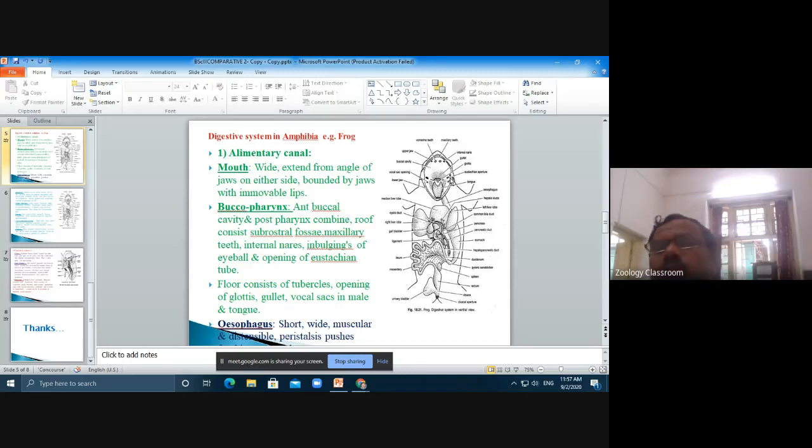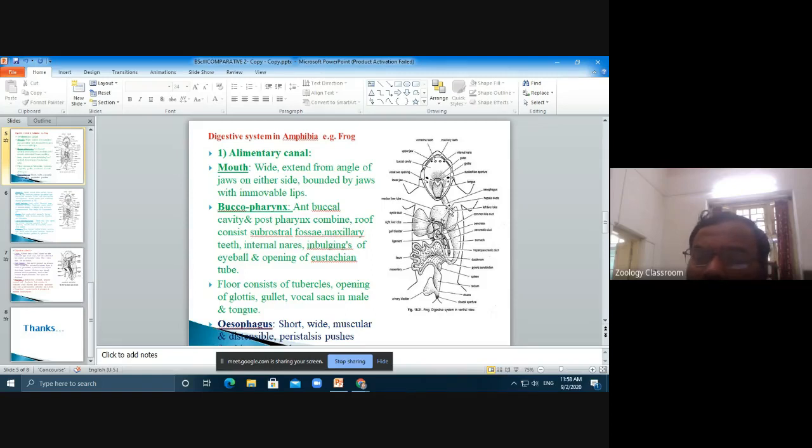Both the jaws are covered by a thin fold of skin forming the lip. But these lips are not muscular, and the jaws are also provided with teeth. These teeth are called the maxillary teeth. The inner details are also seen here. So this is the buccopharyngeal cavity, that is the buccal cavity. It is combined with the pharyngeal cavity in the frog. So this larger and spacious cavity is called the buccopharyngeal cavity. Then, from the buccopharyngeal cavity onward, there starts a tube.